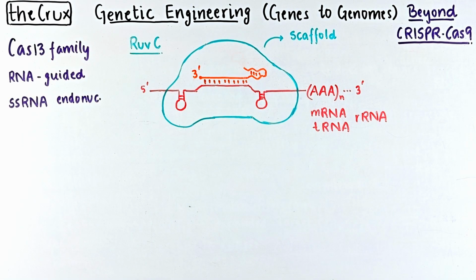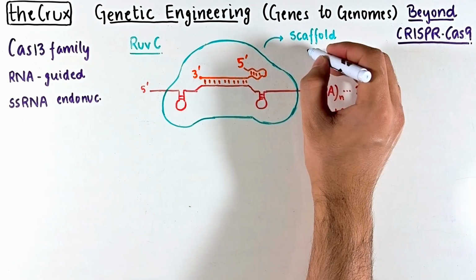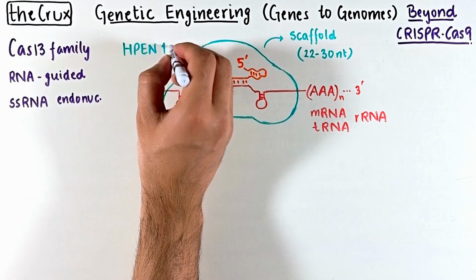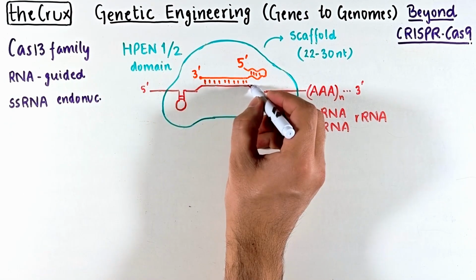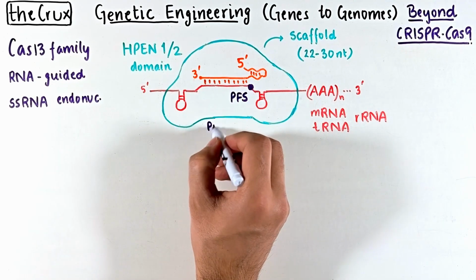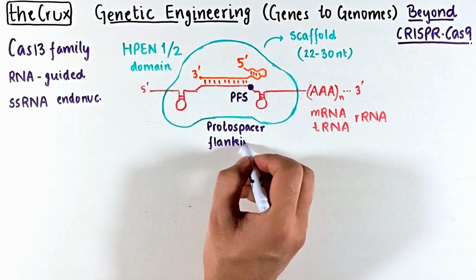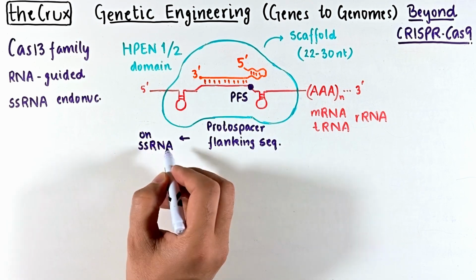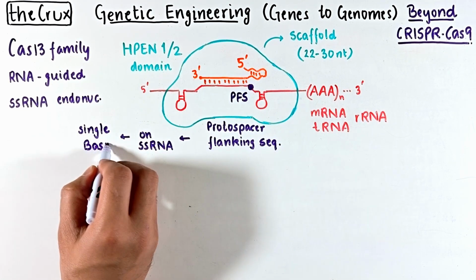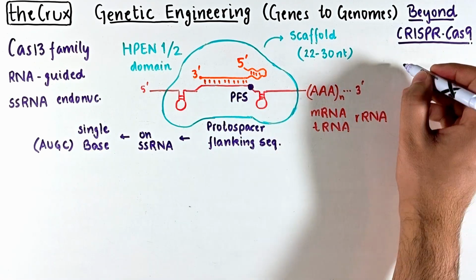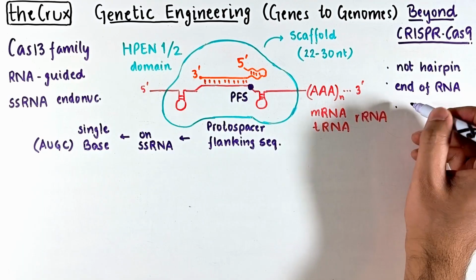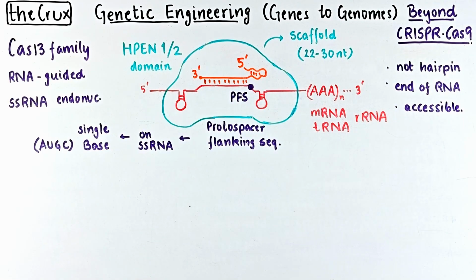The scaffold RNA for Cas13 enzymes is even more compact. And because this is an RNA endonuclease, its catalytic domains look nothing like RuvC or HNH. Interestingly, the PAM sequence for Cas13 is a single nucleotide called Protospacer flanking sequence, and it is located on the target RNA and can be any of the 4 bases. This essentially means that the edge of the target RNA should not be a hairpin or the literal last nucleotide, meaning that the edge of the target RNA must be accessible.